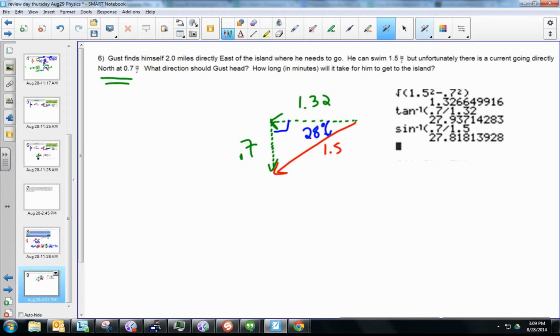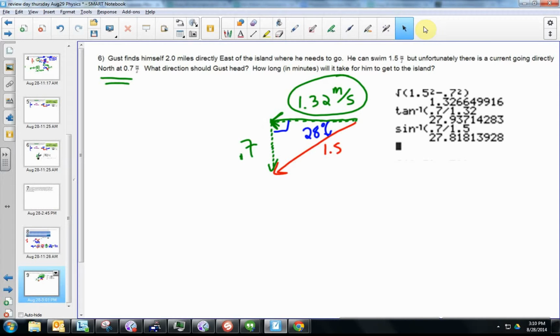And so now I'm going to do the unit analysis, and I would encourage you to do it with unit analysis as well. The 1.32 meters per second is going to be a conversion factor for us. Notice that's the vector that's actually getting him over to the island. The 1.5 is not getting him over to the island. Only 1.32 is. So let's do a little unit analysis.